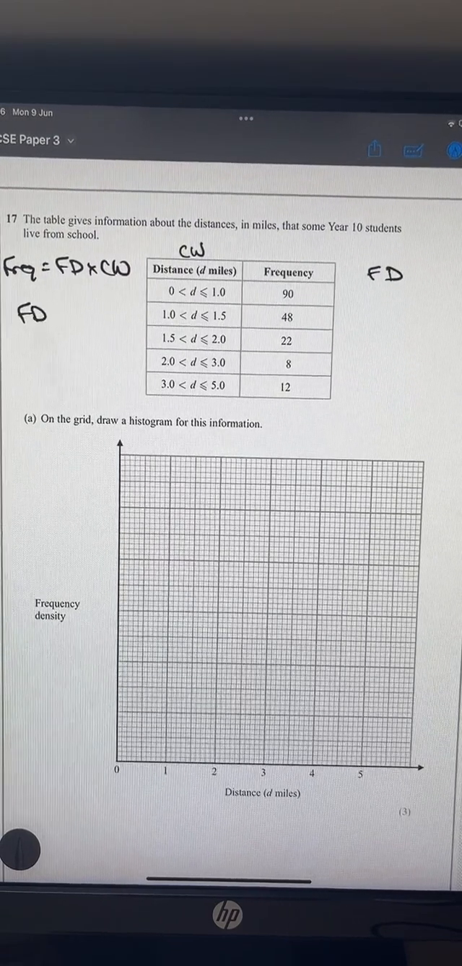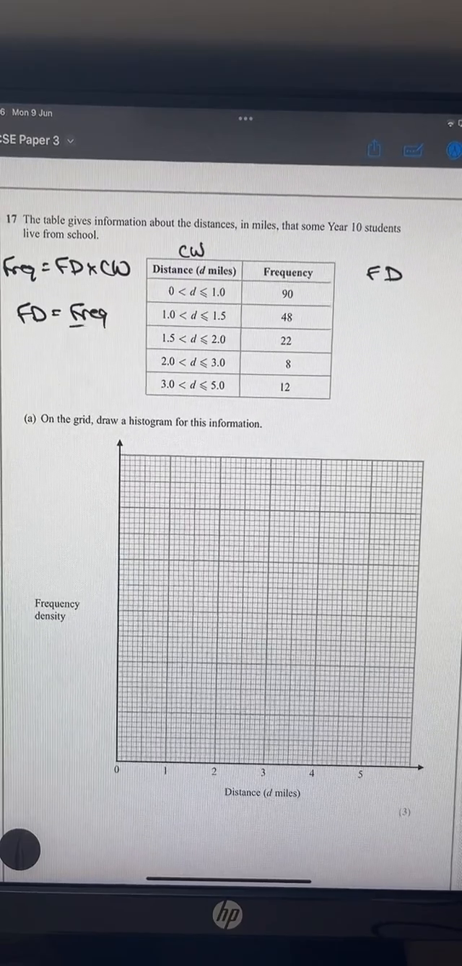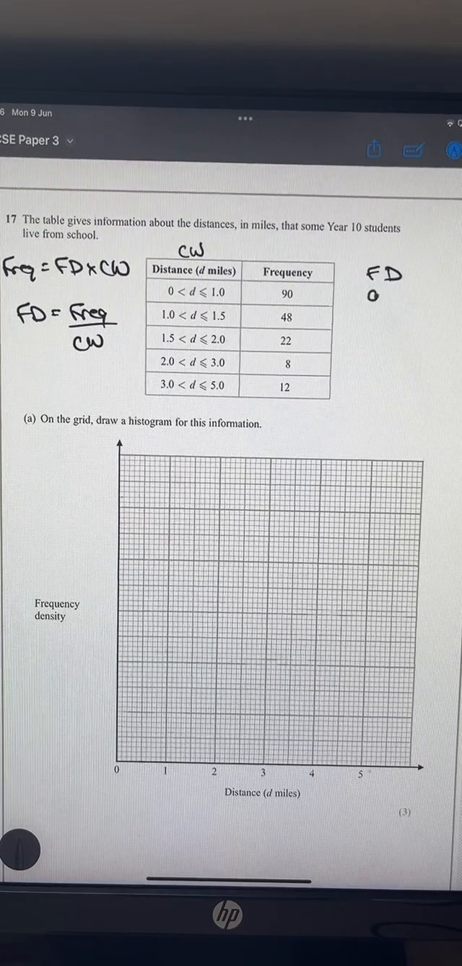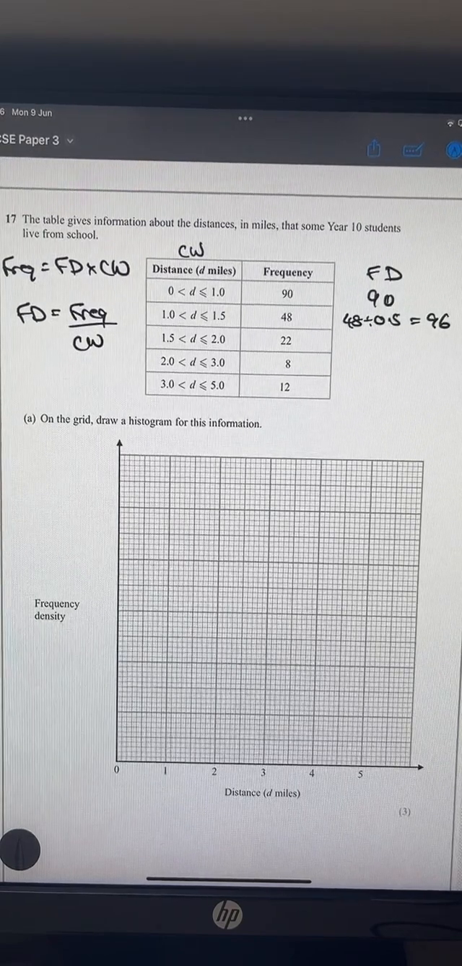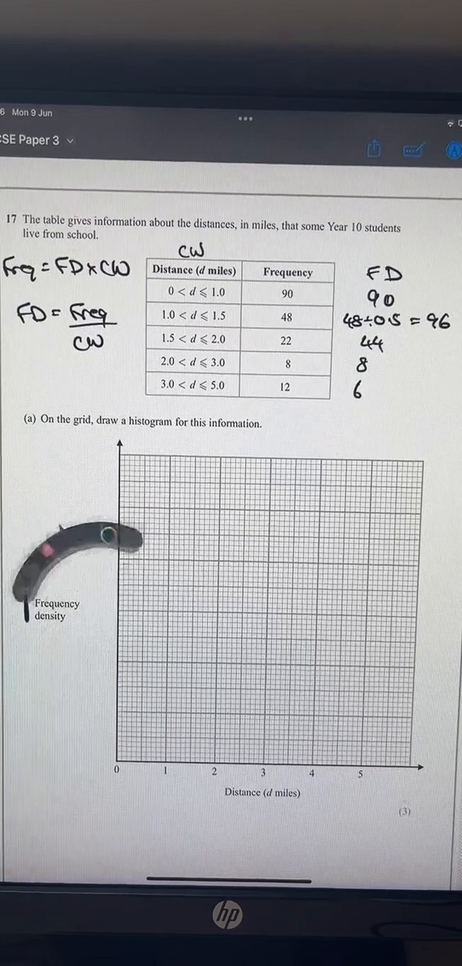So FD, if I just rearrange this, is equal to the frequency divided by the class width. So 90 divided by the class width, what's the width of this class? 1. 90 divided by 1, 90. 48 divided by 0.5. So this is 48 divided by 0.5. That's going to be equal to 96. Then 22 divided by 0.5, 44. 8 divided by 1, 8, nice and simple. 12 divided by 2, 6. All right, these are my frequency densities, and that means I can just plot them on this side here.